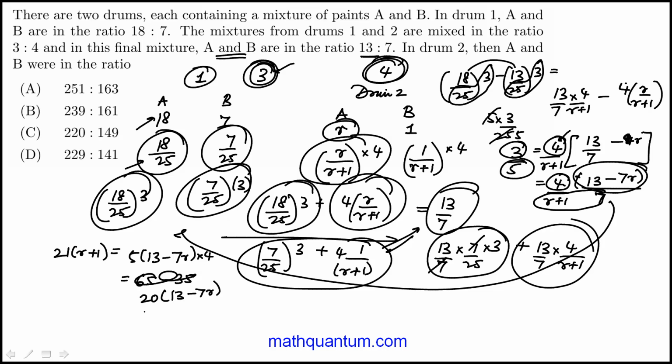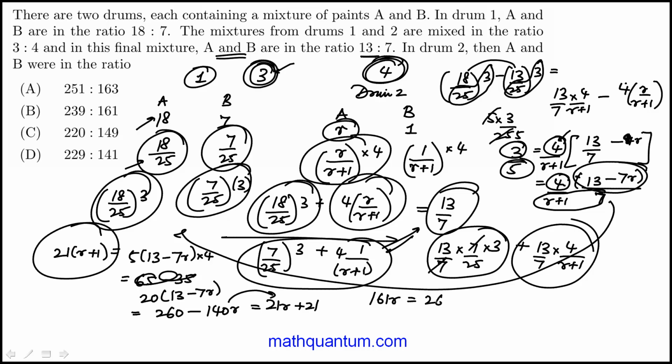If you make these kinds of mistakes, it's going to be very difficult to recover. And on this side, it's 21R plus 21. Then move that here. That becomes 161R, and then 260 minus 21, which is 239. So R, which is what I'm looking for, is 239 over 161. So yeah, pain of a problem.